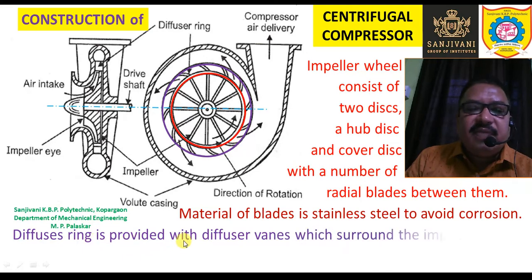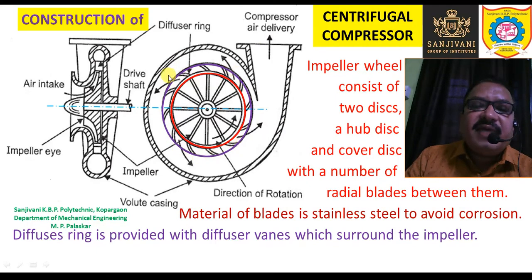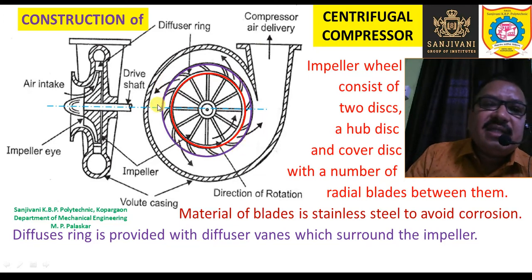And the diffuser ring is provided with diffuser vanes which surround the impeller. So these are the diffuser vanes, and these diffuser vanes surround the impeller, or you can say that the diffuser ring consisting of the diffuser vanes surrounds the impeller.